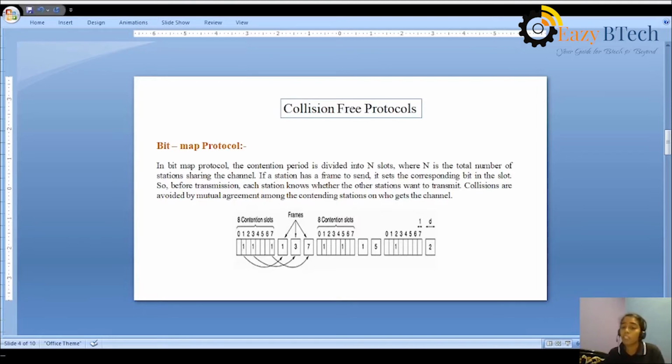This is what collision-free protocols are. There is no matter of collision here. Whenever a particular station wants to send a frame to the shared channel, before transmission, each station must know whether the other stations using that shared channel want to transmit or not. If the other stations want to transmit, the stations must reach a mutual agreement.